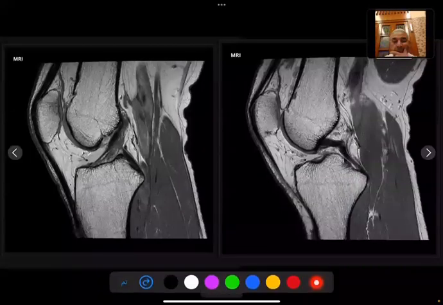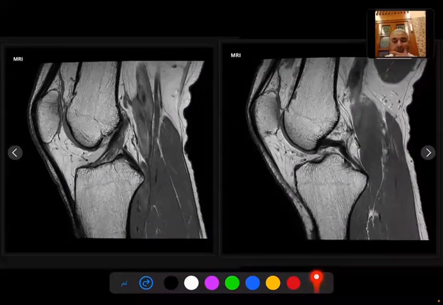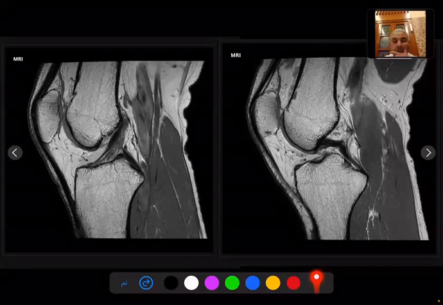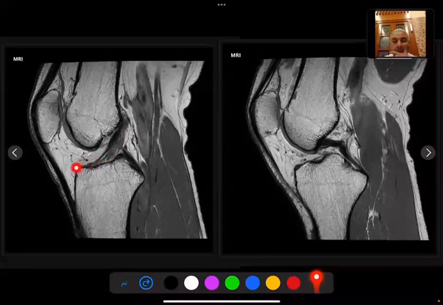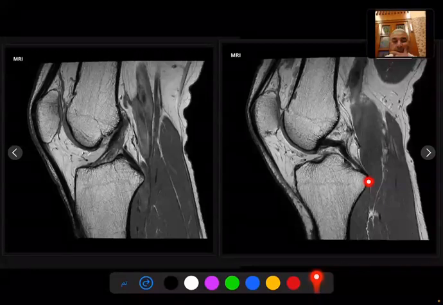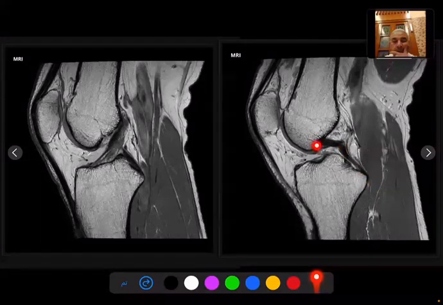This is a proton density sagittal image of the knee joint demonstrating the anterior cruciate ligament arising from the intercondylar notch and inserted on the posterior aspect of the lateral condyle. And this is the posterior cruciate ligament arising from the posterior aspect of the intercondylar notch and inserted on the anterior aspect of the medial condyle.